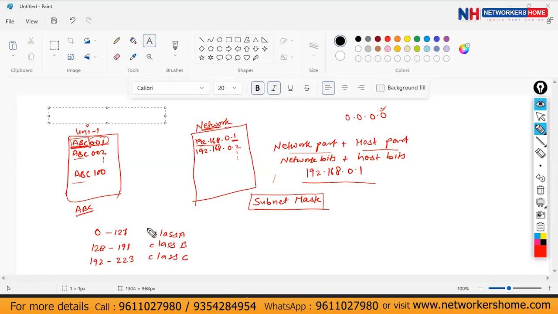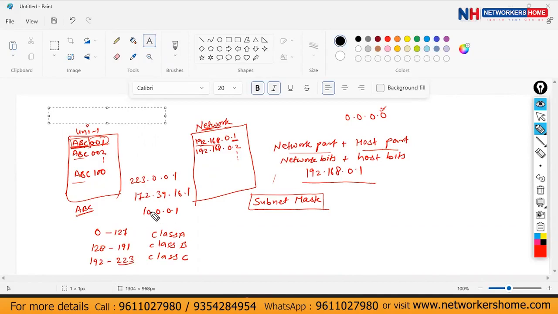Now, if I write an IP address, let's say 10.0.0.1, which class? Class A. If I say 172.39.16.1, class B. If I say 223.0.0.1, class C. 223 belongs to class C. From 224 onward, it will start with class D.